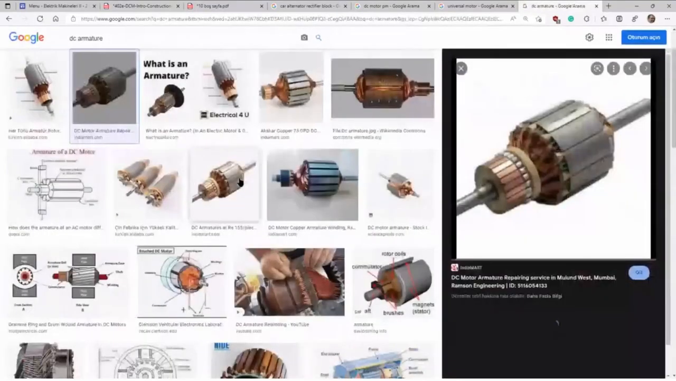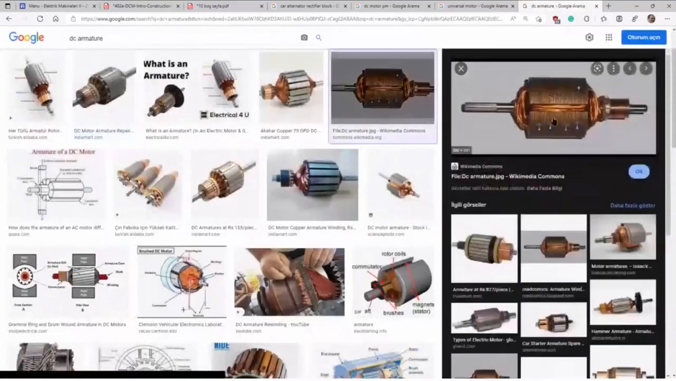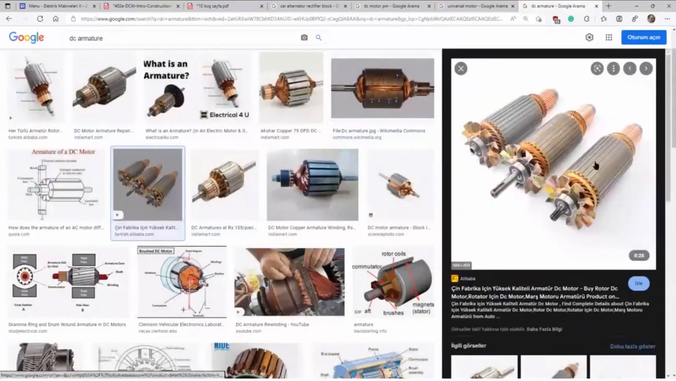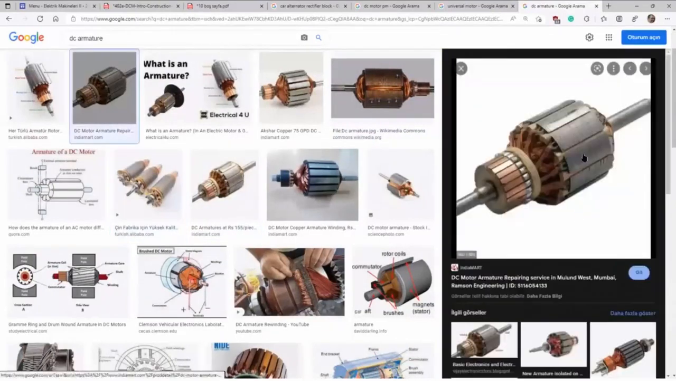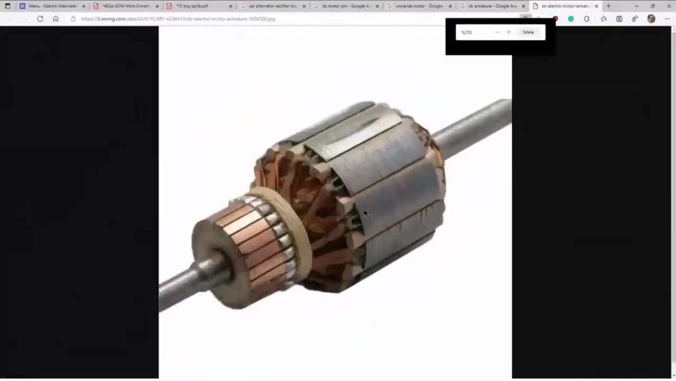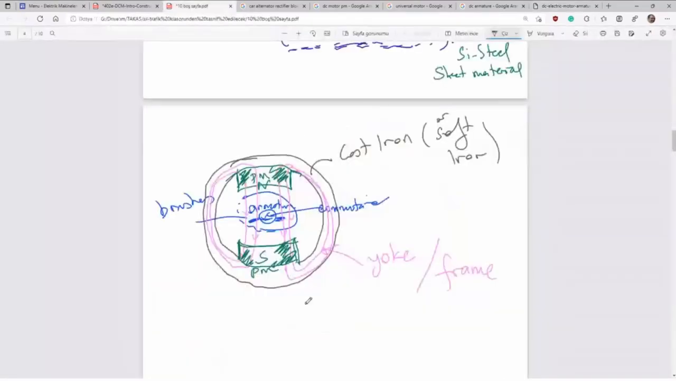Here you see some silicon steel sheet pack. It is very clear. You see some sheets packed together. You see slotted construction. Here are wooden wedges. Wedge. Let me write it here.